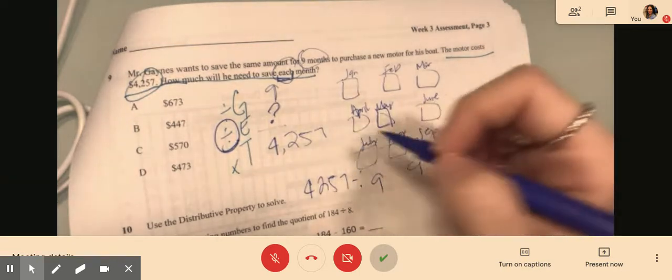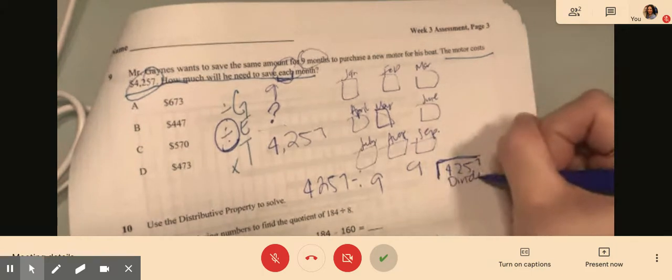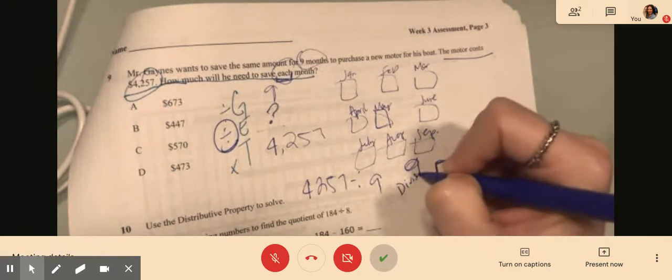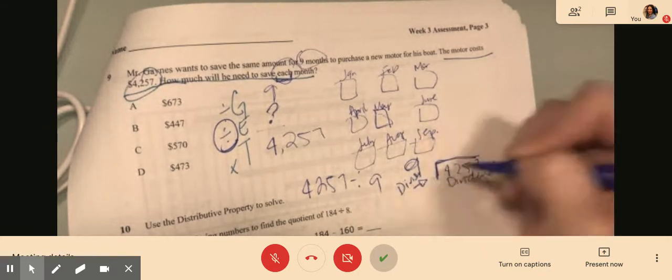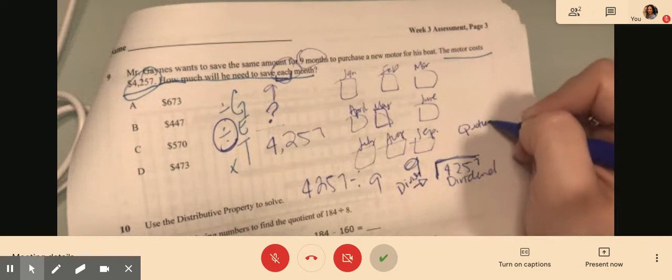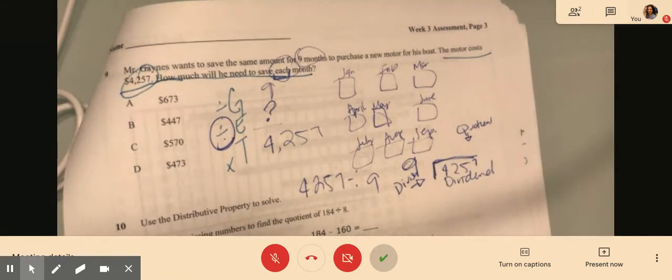And remember that your total is always going to be your dividend, which is inside the box, and your either groups or your each is going to be your divisor, which is your number outside of the box. And your quotient is your total, and it goes on top of the division box. So would he have to save 673 per month, 447, 570, or 473?